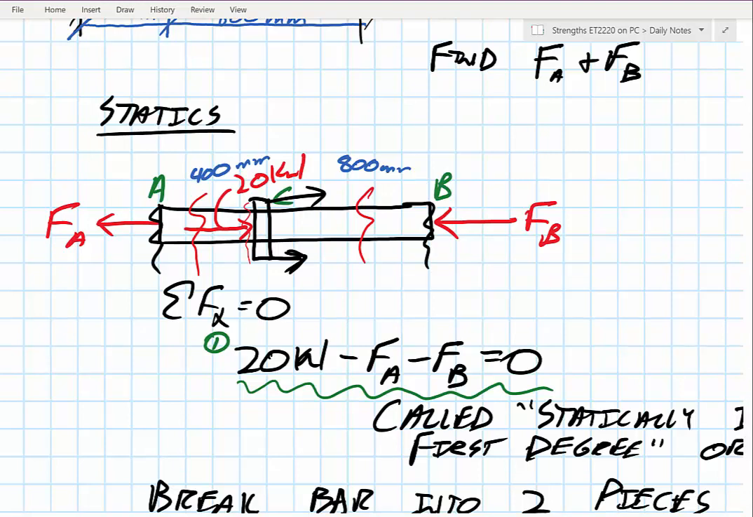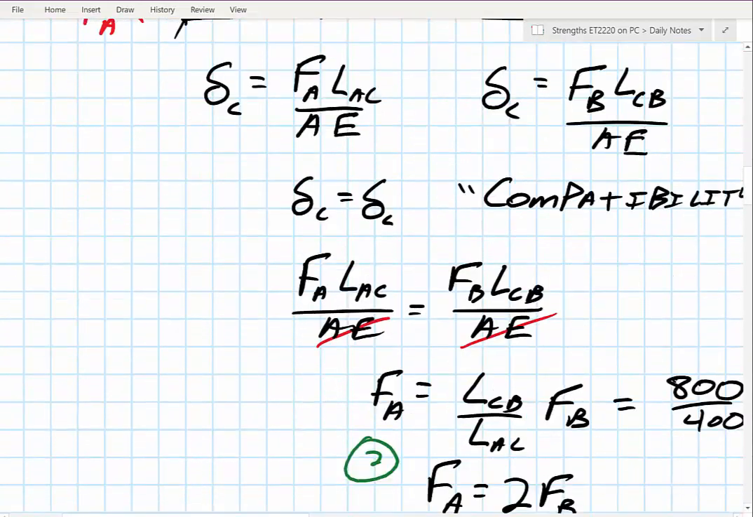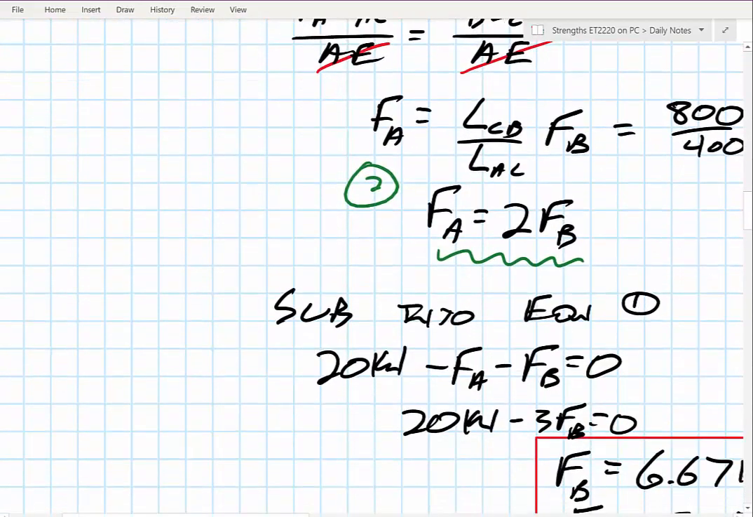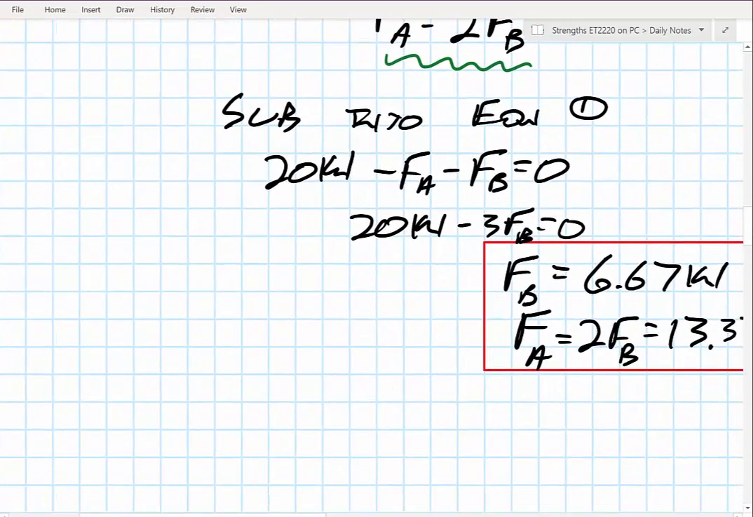Anyways, the point being is that if I'm putting this load on here of 20 kilonewtons and I'm closer to side A, I'm twice as close to side A, so I'd have twice the load. So that's the whole thing, based on this principle of superposition.